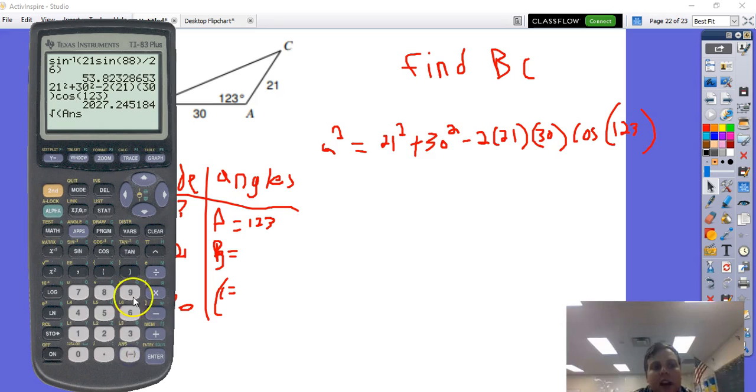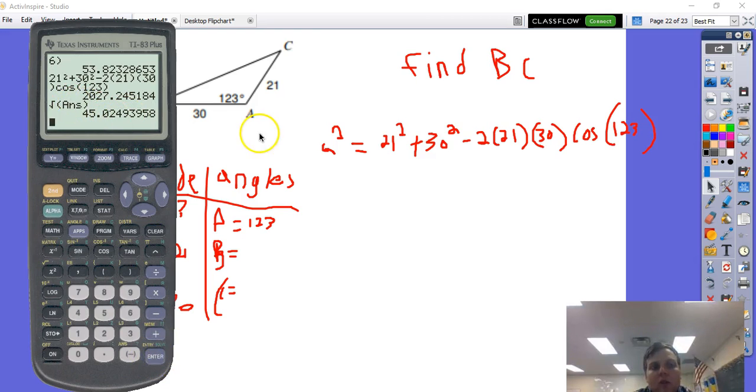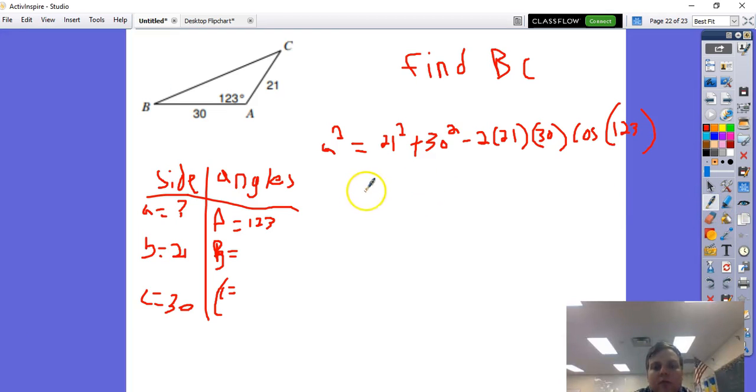You guys have fancier calculators, so you can just use your up arrow, press enter, and it'll automatically populate it. I, on the other hand, do not have that option, so I use square root answer, and I get that little a is approximately 45.02. And there you go. That's how you use law of cosines.